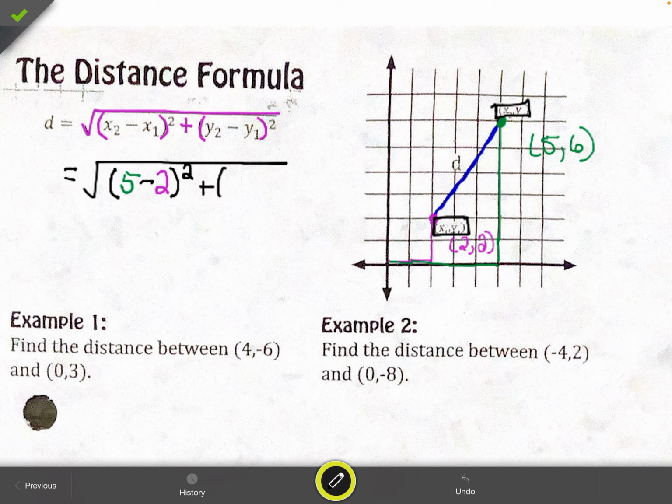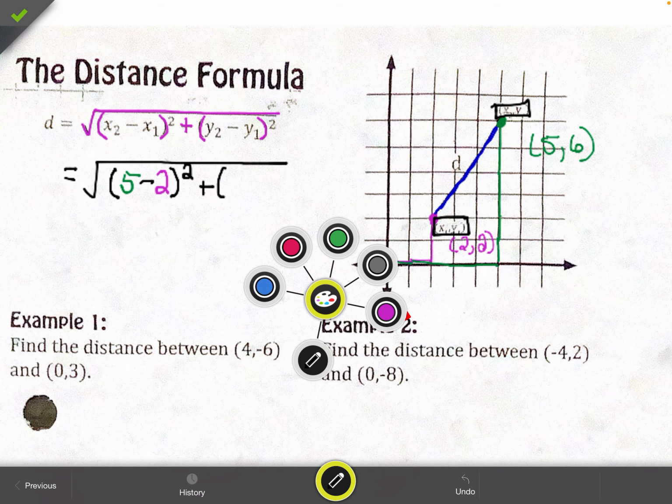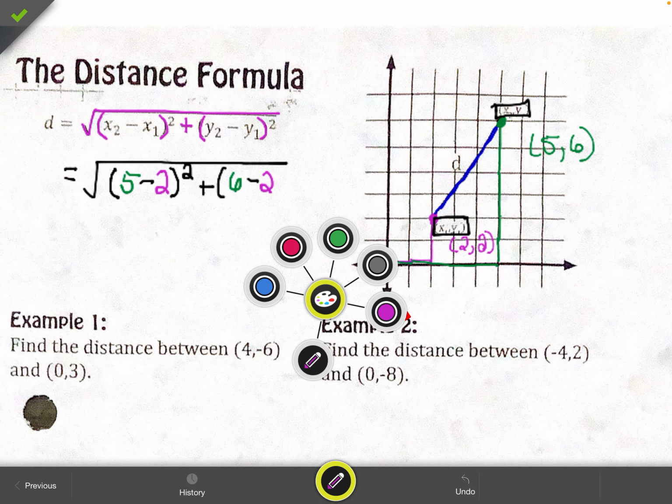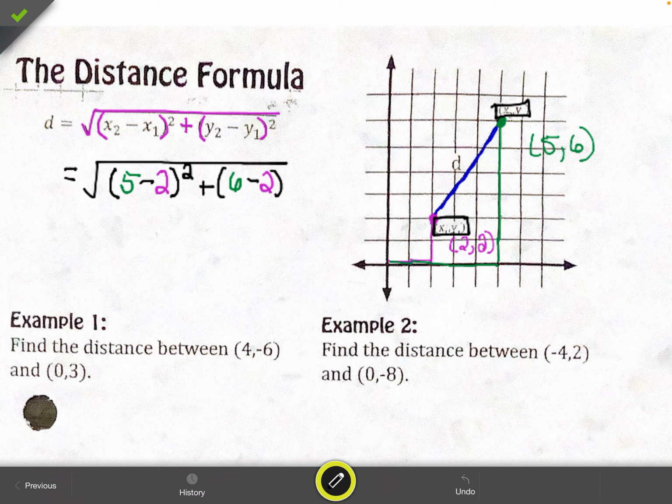Plus, now y sub 2, my second y value. Again, that's my green point. So we're going to say 6 minus, formula says minus, my second y value, which is 2. So 6 minus 2, and they want me to square that.